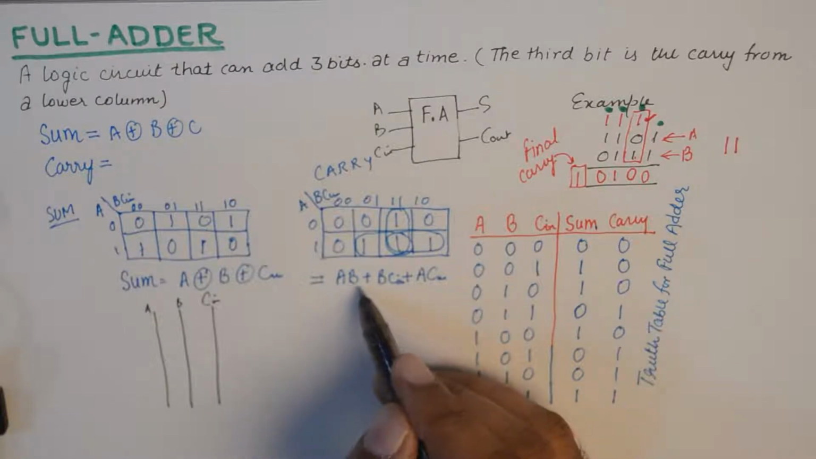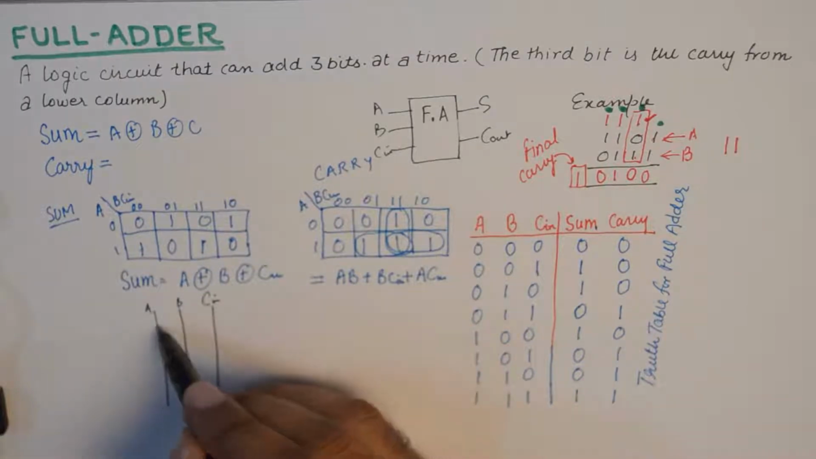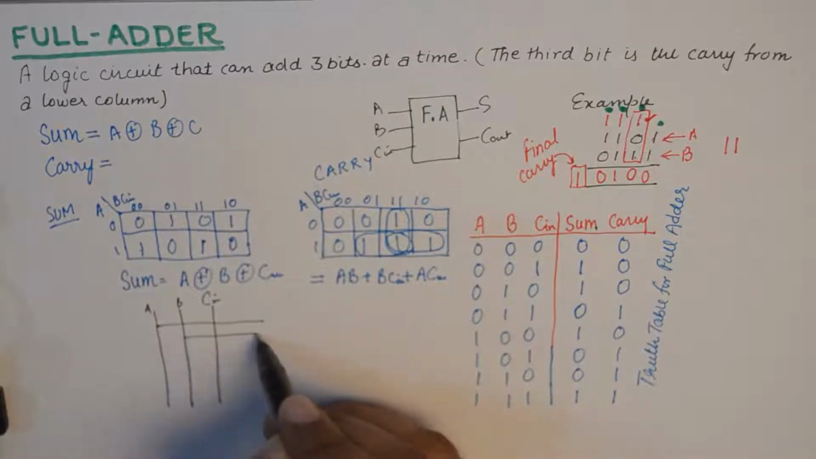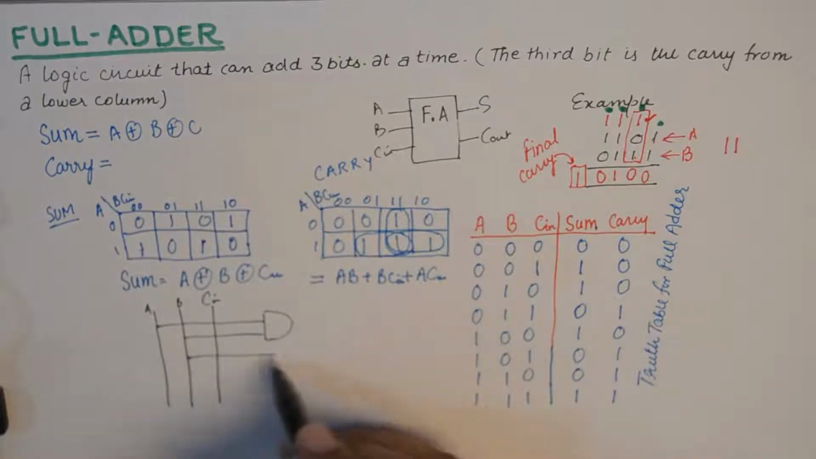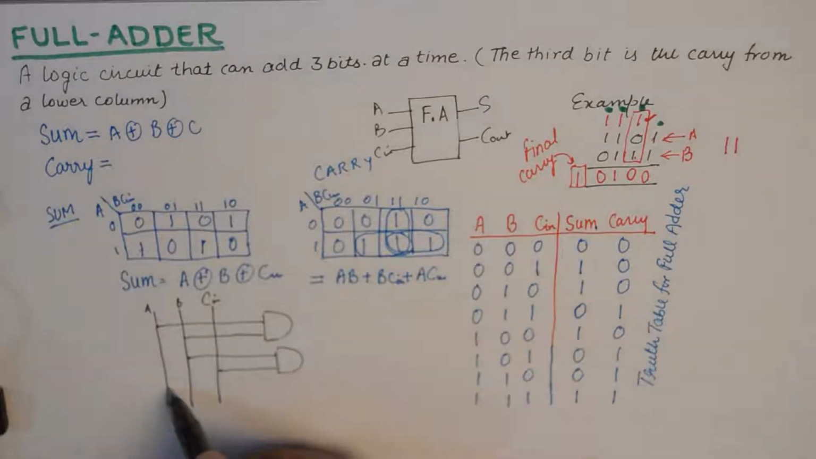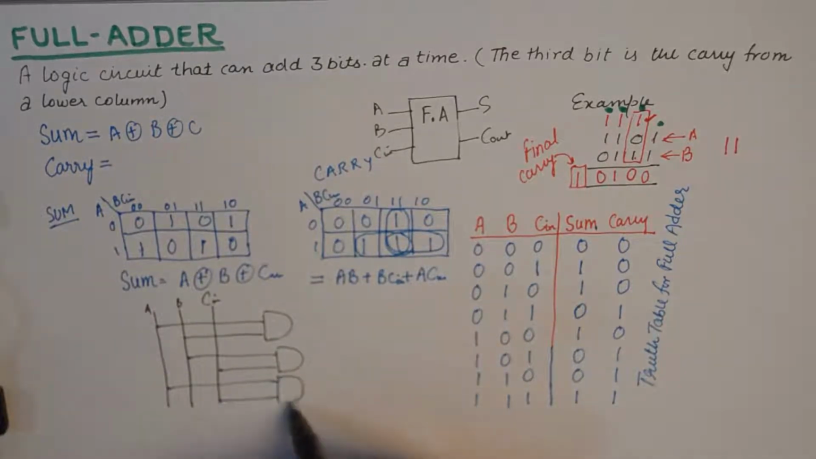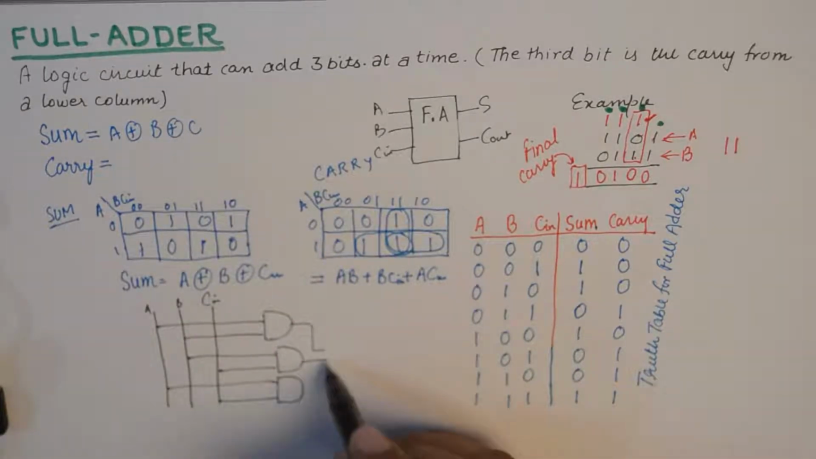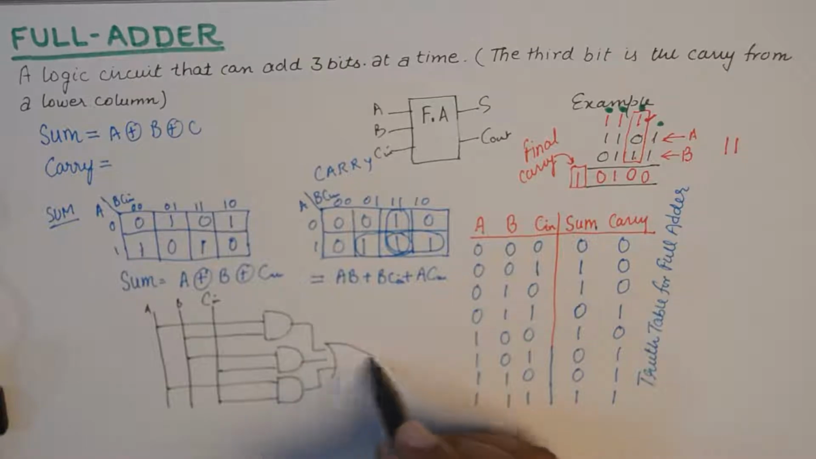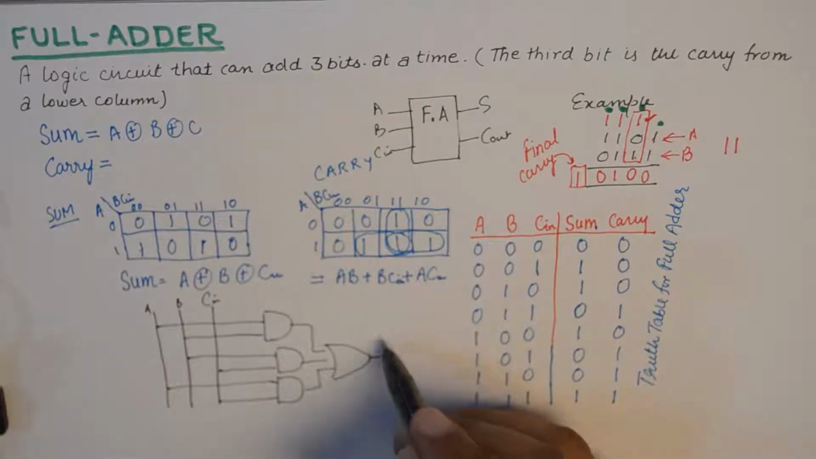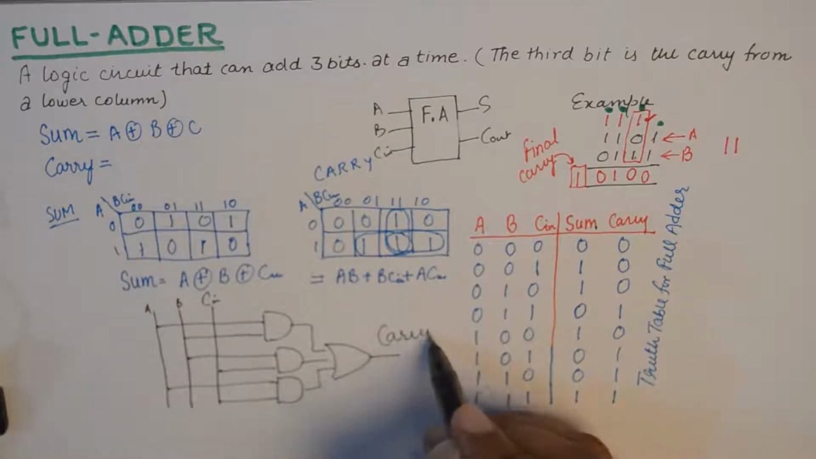and we'll generate the signal AB by an AND gate. We'll generate BC by an AND gate, and AC in by an AND gate also, and finally they are ORed to get carry.